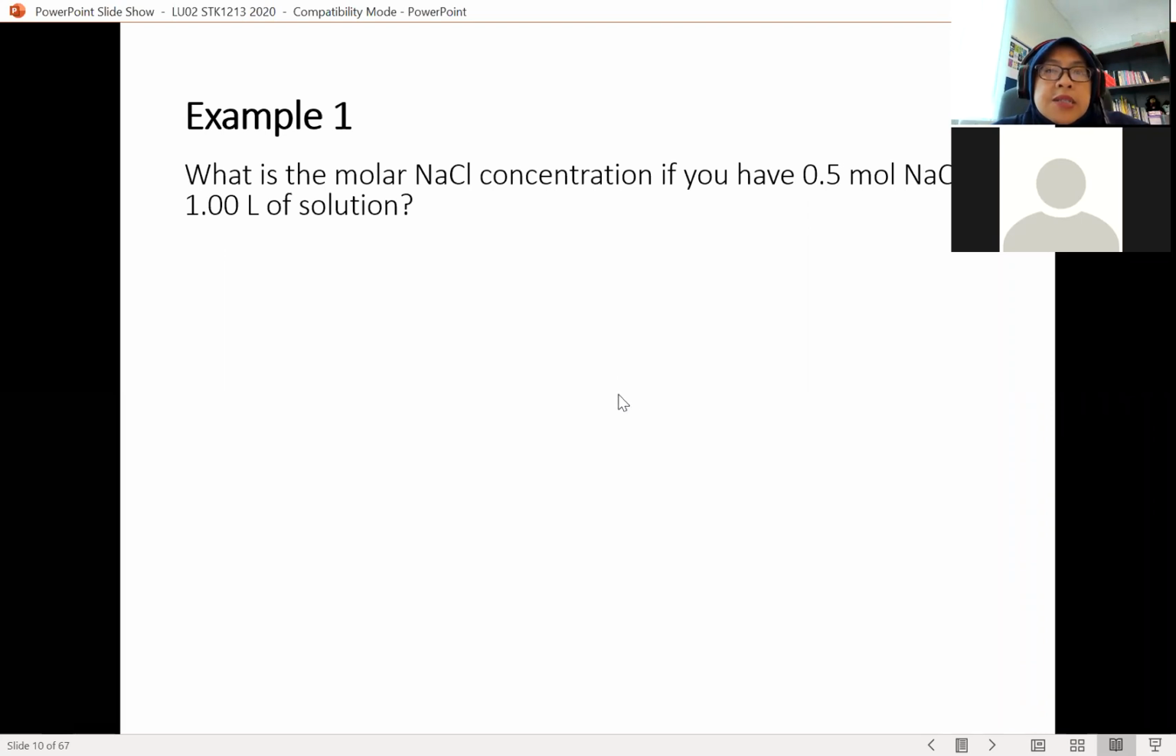Okay, now let's go to example 1. Please prepare your pen and paper so you can try this exercise together. What is the molar concentration of sodium chloride if you have 0.5 mole sodium chloride in 1 liter of solution? So you go back to the definition of molarity. Molarity is mole of solute per volume or liter of solution. So what is the molar concentration? If you know the answer already, you can put it in the chat box.